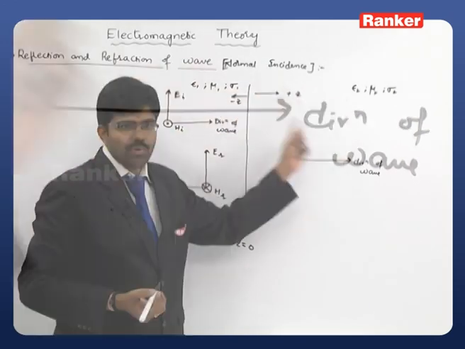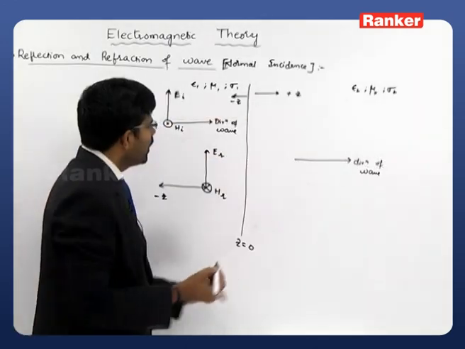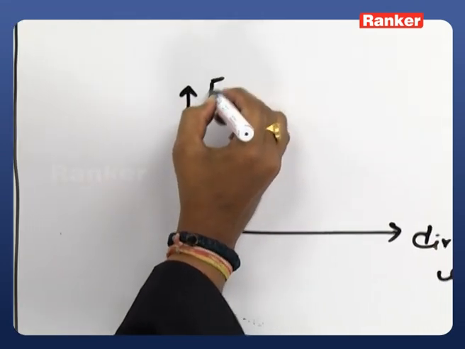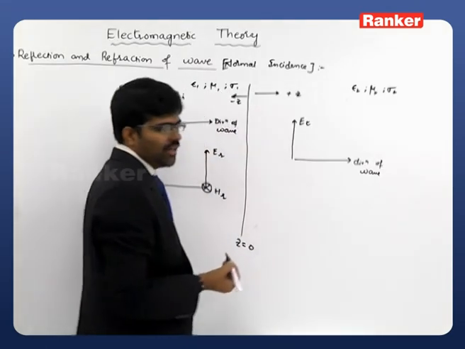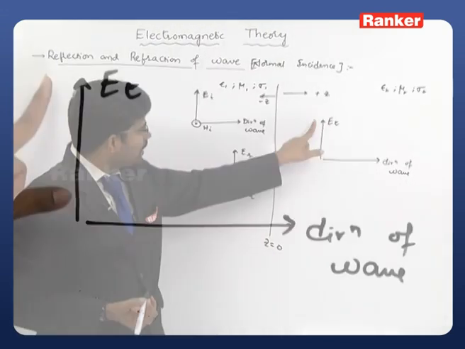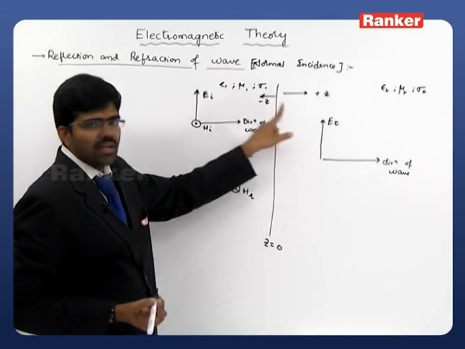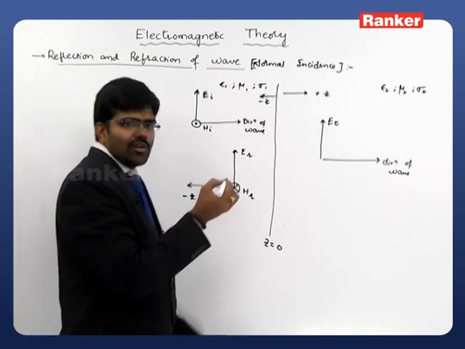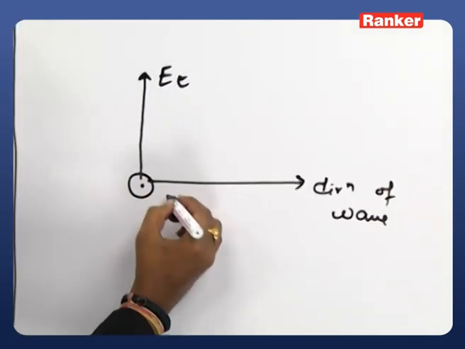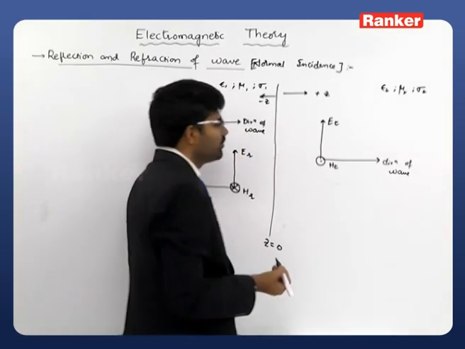This is the same as our previous one, this is the direction of the wave, and the electric field also is in the same direction, that is ET, that I am writing. ET is nothing but the transmitted electric field. So this is nothing but electric field same as our EI, and the magnetic field also will be in the same direction, that is it is out of the plane of paper or plane of board, simply it is HT.